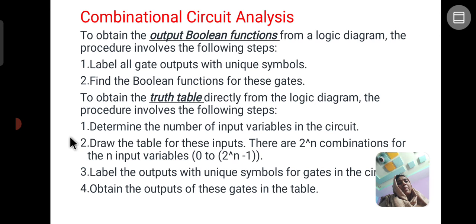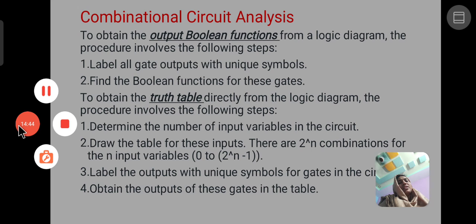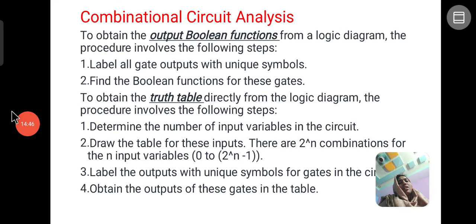Once again, we have different types of logic gates: AND, OR, XOR, XNOR. Using these we can design and analyze combinational circuits. I will explain combinational circuit analysis in the next lecture.